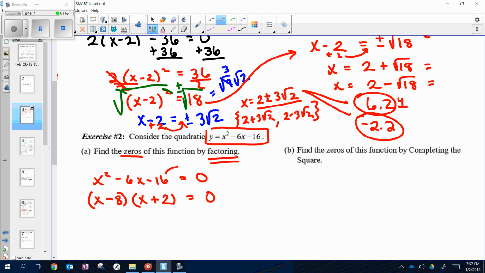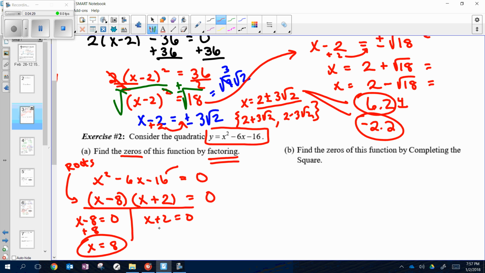So again, factoring, if you're not that quick at it, you could have graphed it, looked at the roots, and turned your roots into factors. Once you get them, you set them equal to 0. x minus 8 equals 0. Add 8. x equals 8. x plus 2 equals 0. Subtract 2. x equals negative 2. So, same equation. We're going to find the zeros of this one by completing the square, which means we're going to get it back into the form of exercise 1.